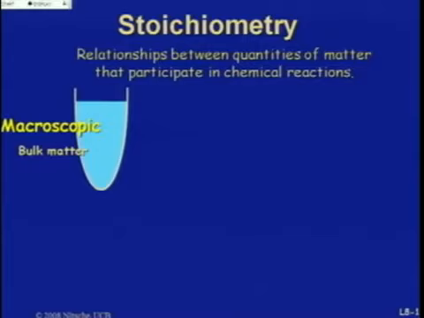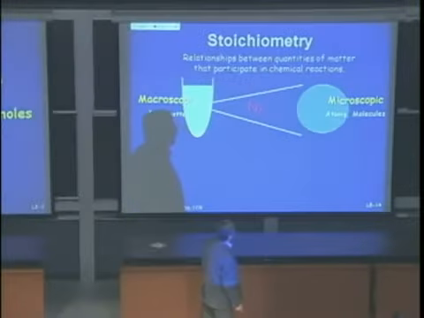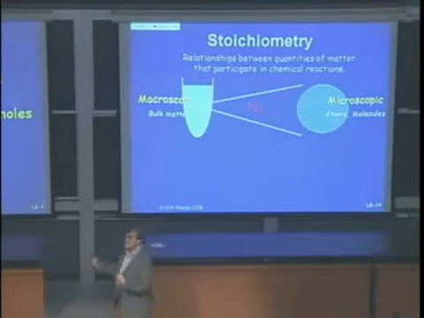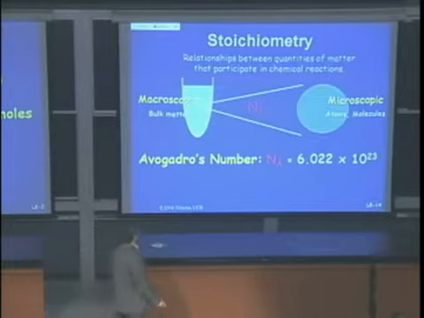So we need to connect the macroscopic matter to the microscopic, to the atoms and molecules. And we do this using Avogadro's number. Avogadro's number is a very large number. It's 6.022 times 10 to the 23rd. It's a huge number, as we have learned. And this is just a number.